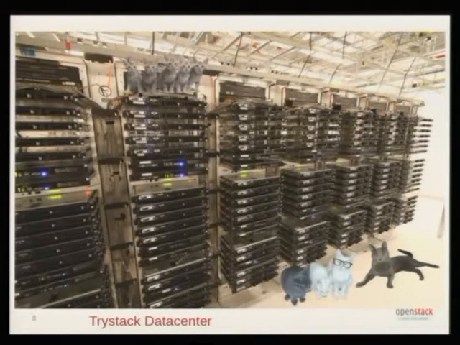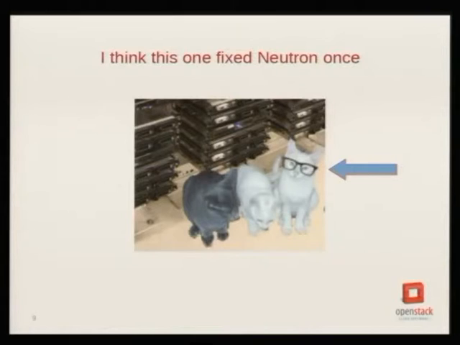These are the data center cats. No one really knows how they got there. They've just kind of always been there. I think they're multiplying because every time I go back there, there's more that show up. I don't really question it. They just kind of hang out. I think one of them fixed Neutron once. I don't know.